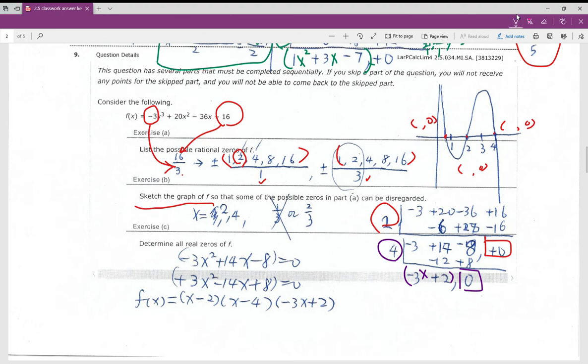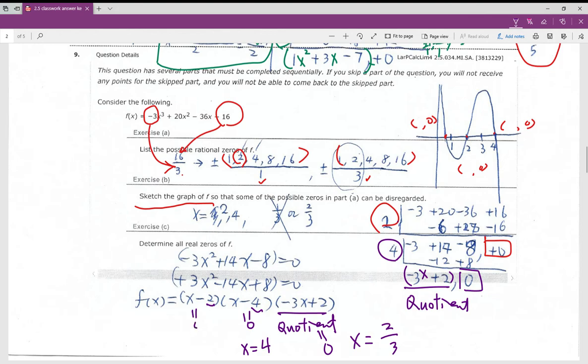So you have first 0, 2, second 0, 4, and the quotient. This is a quotient. Then this quotient you make it equal 0, x equals 2 over 3. And you make it equal 0, x equals 4. You make it equal 0, x equals 2. So you find 3 zeros.